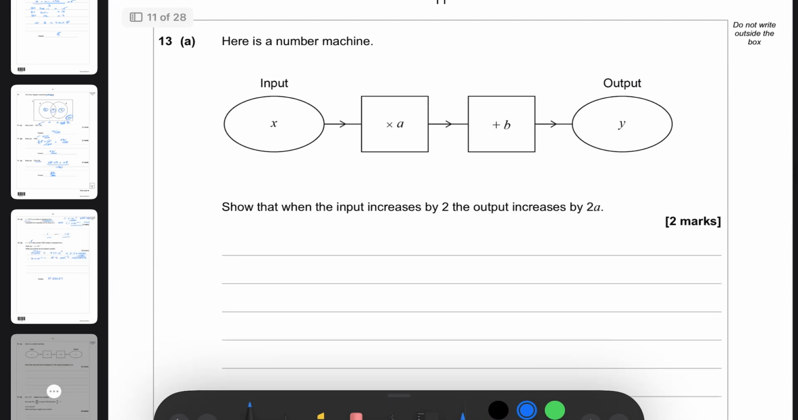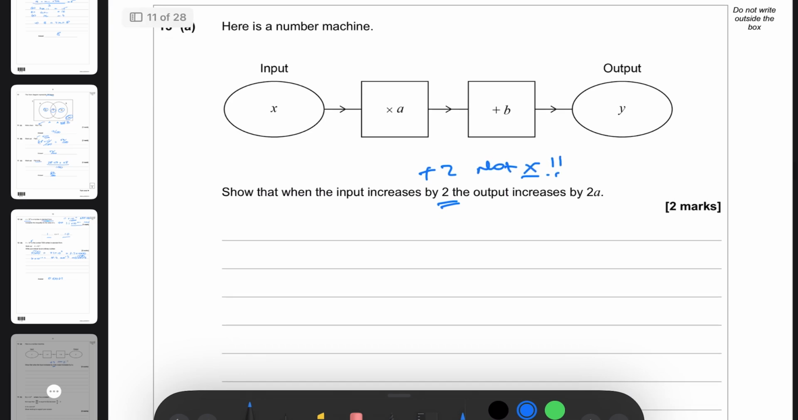Here is a number machine. Show that when the input increases by 2, the output increases by 2a. I've seen this question before. I've had a couple of people ask me about it, and actually it's not very well explained here. When it increases by 2, it literally means the input goes plus 2. It's not multiplied by 2, not times.